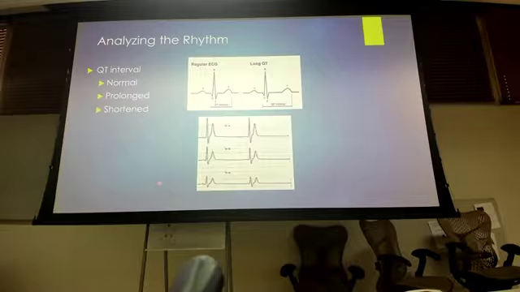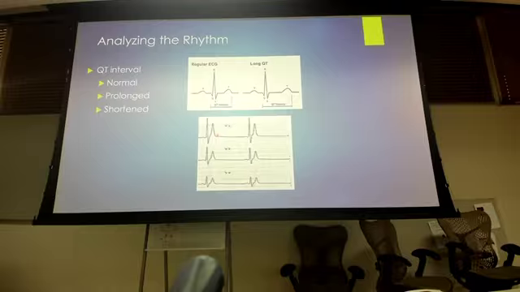I'd much rather have a shortened QT than a prolonged one. I don't want a shortened one, really. I just want a normal QT. Okay, but we want to look, is our QT normal? So when we look at this top one, do we think that's normal? From our Q all the way to our T, it looks pretty short. Okay, if we were to count the boxes, it looks pretty short.